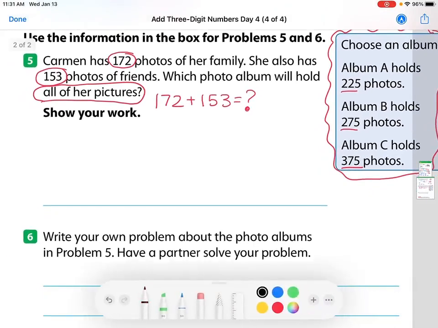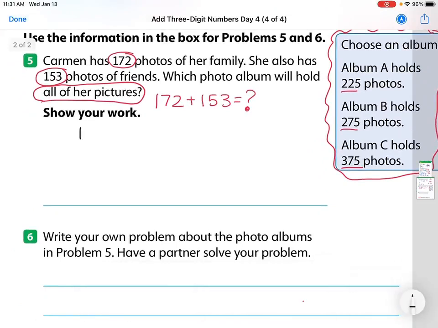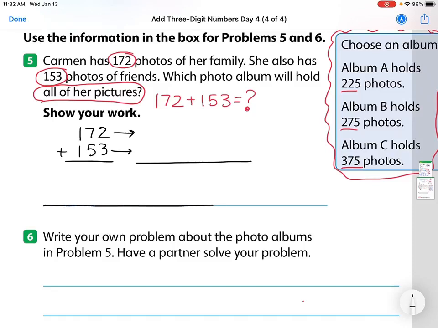So you're going to set this up doing expanded form to get your answer. So we're going to do 172 plus 153. You're going to write your expanded form and get your answer and figure out, is it album A, album B, album C? You will write the final answer right here, telling me if it's album A, B, or C. Go ahead and pause the video, fill in your expanded form chart, and get your answer.